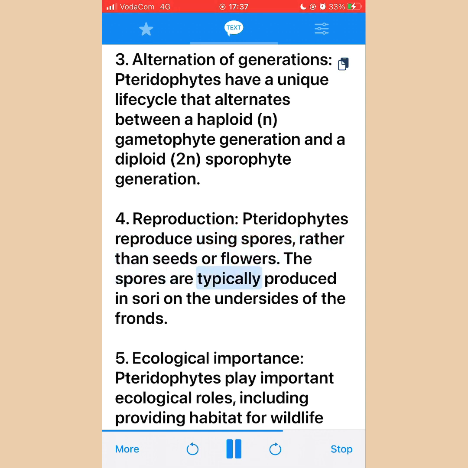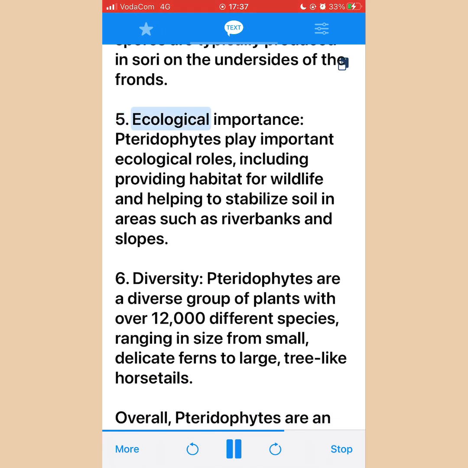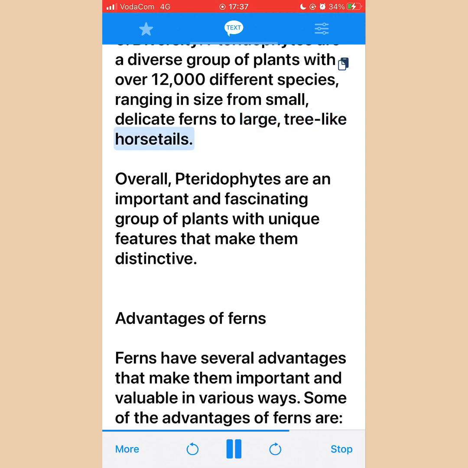The spores are typically produced in sori on the undersides of the fronds. 5. Ecological importance. Pteridophytes play important ecological roles, including providing habitat for wildlife and helping to stabilize soil in areas such as riverbanks and slopes. 6. Diversity. Pteridophytes are a diverse group of plants with over 12,000 different species, ranging in size from small, delicate ferns to large, tree-like horsetails. Overall, pteridophytes are an important and fascinating group of plants with unique features that make them distinctive.